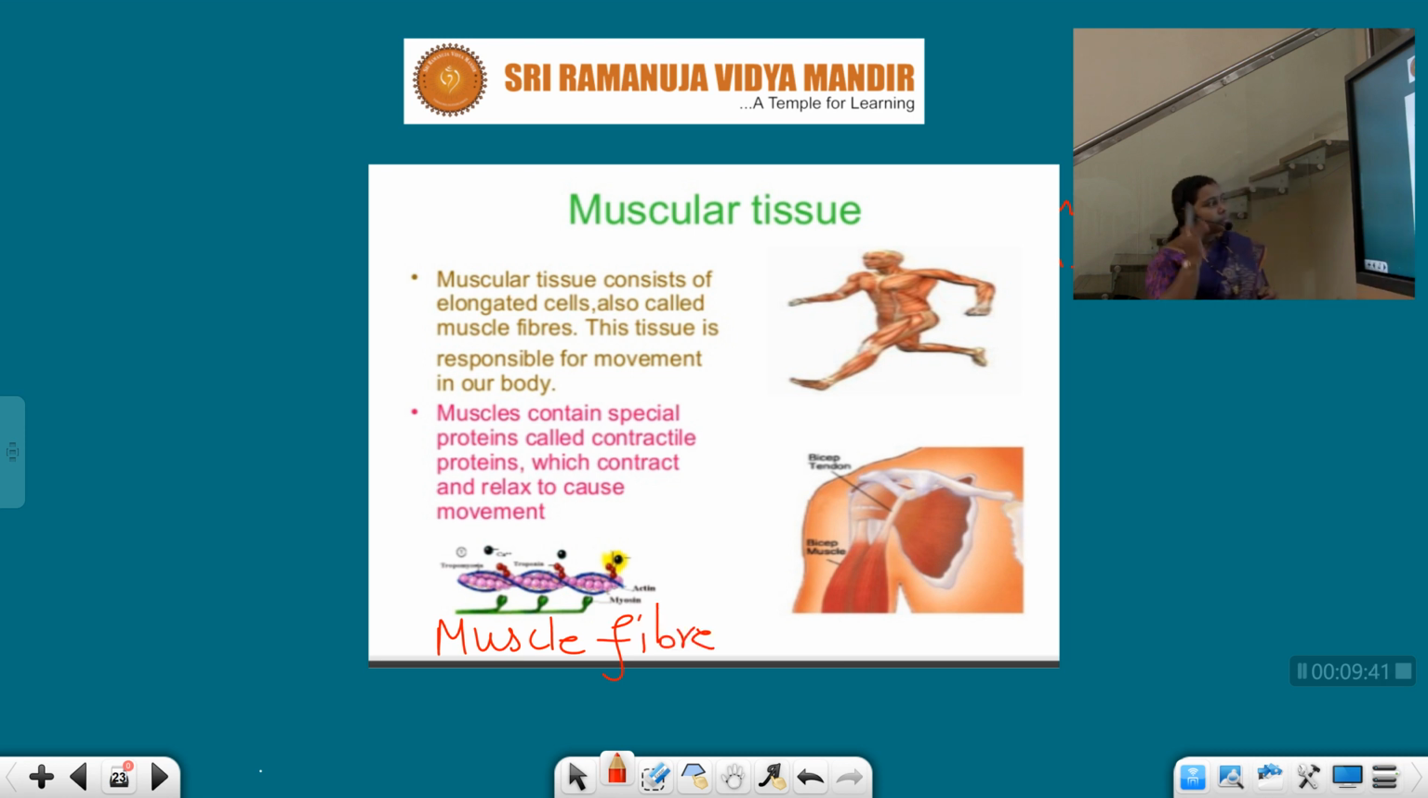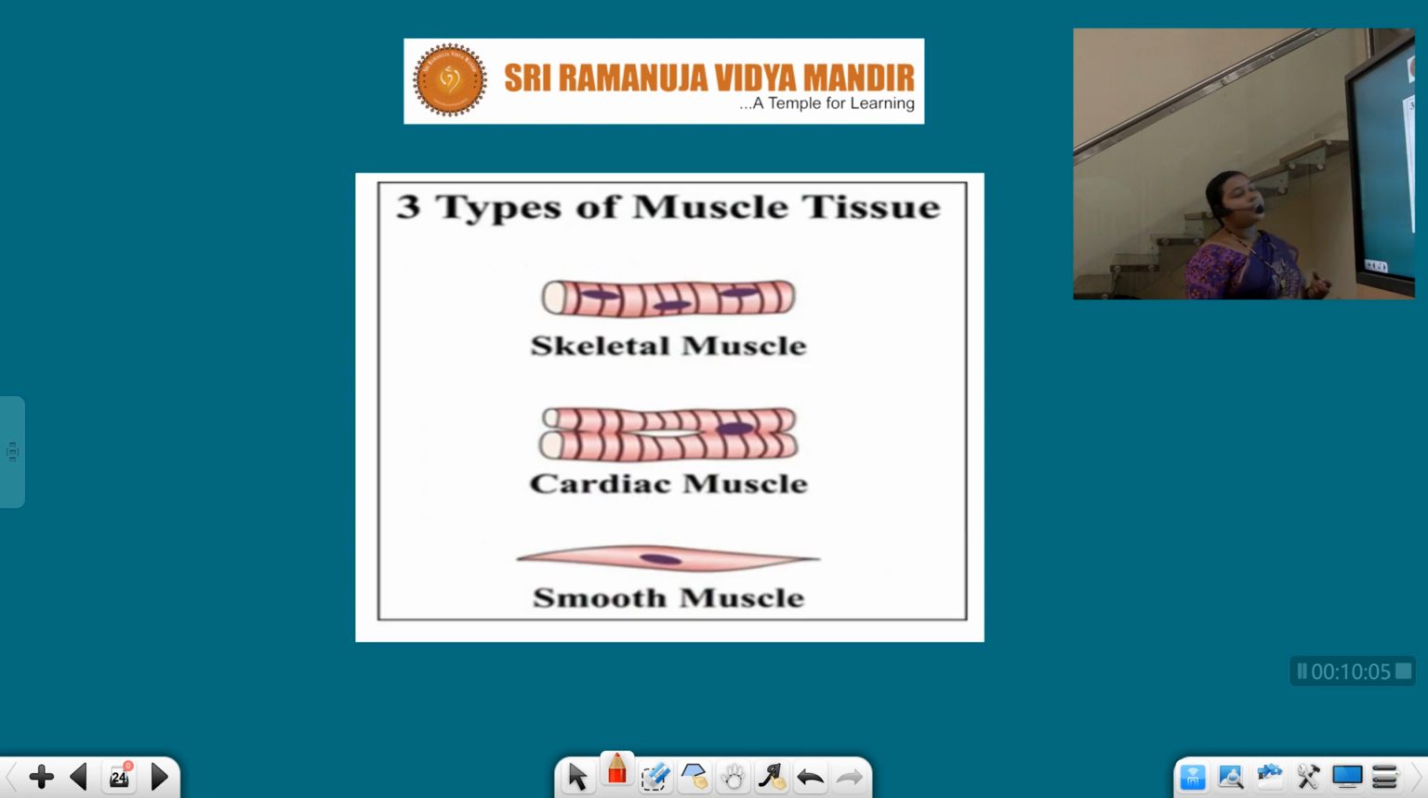Muscle fiber. This tissue is responsible for body movement. Muscle contains special contractile proteins known as actin and myosin. The special proteins present in our muscle are actin and myosin. There are three types of muscle tissues present. What are those? Skeletal, cardiac, and smooth muscles.